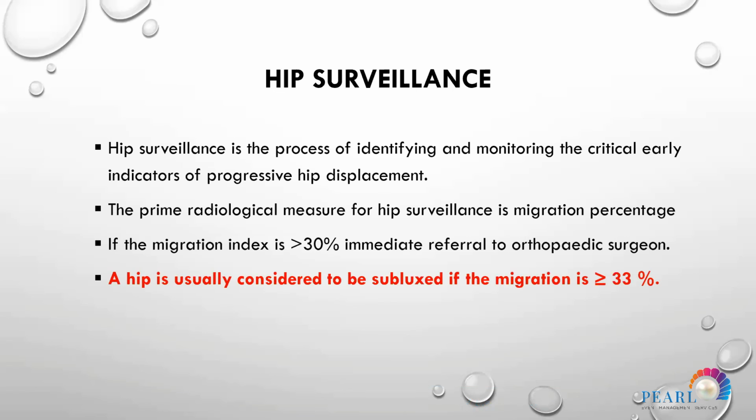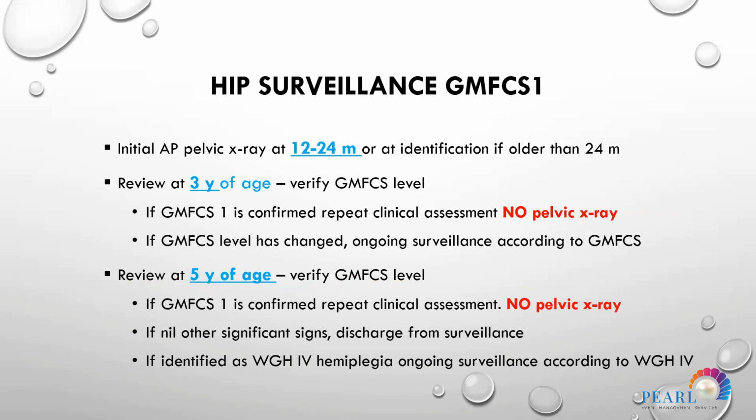Coming to the hip surveillance for the hip dislocation, it is a very important part of the management of cerebral palsy. The prime radiological measure for the hip surveillance is migration percentage. If the migration index is more than 30%, immediate referral to an orthopedic surgeon is required. A hip is usually considered to be subluxed if the migration is more than 33%. And hip surveillance depends upon the Gross Motor Function Classification System. The more disabled the child is, the more frequent hip dislocation surveillance he will require.